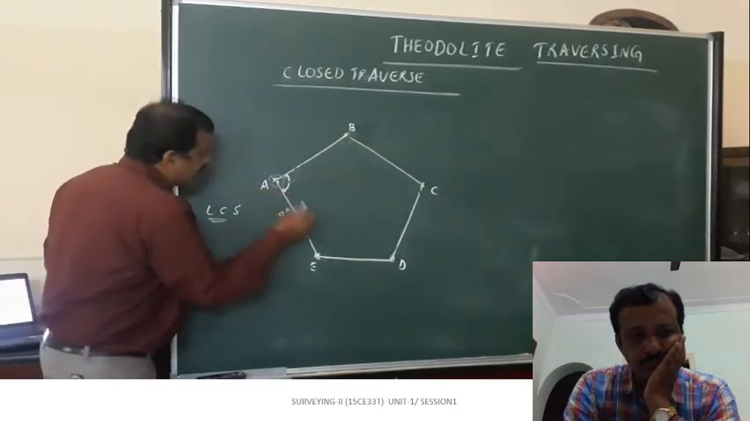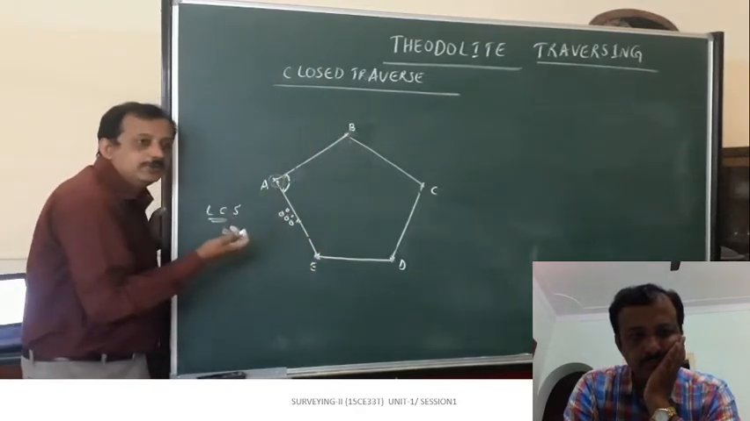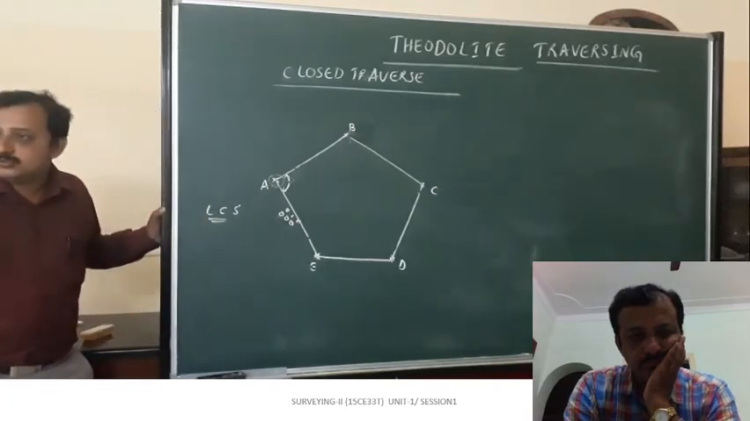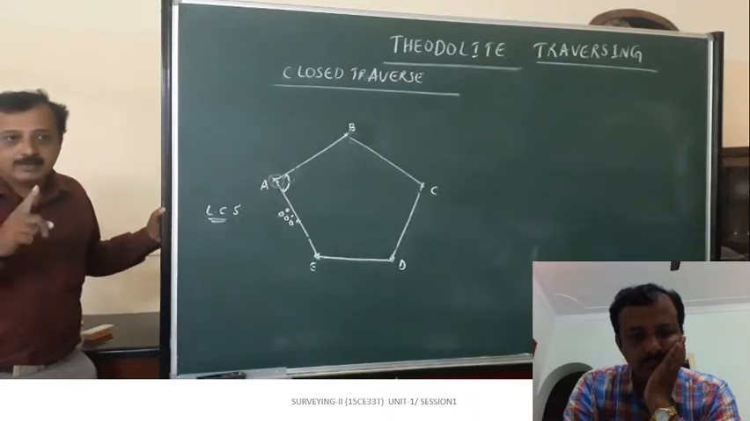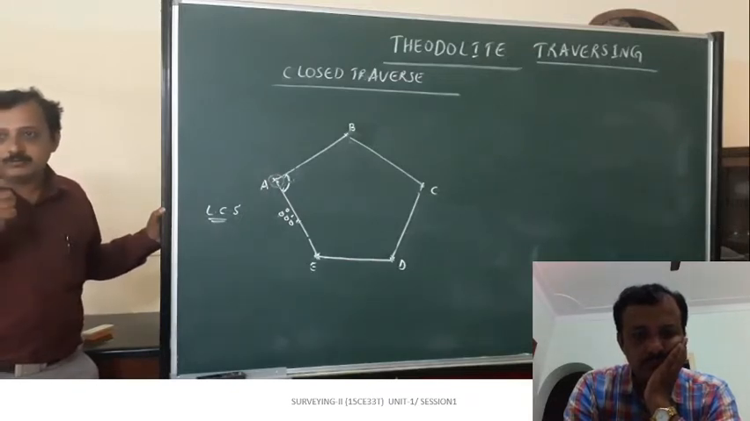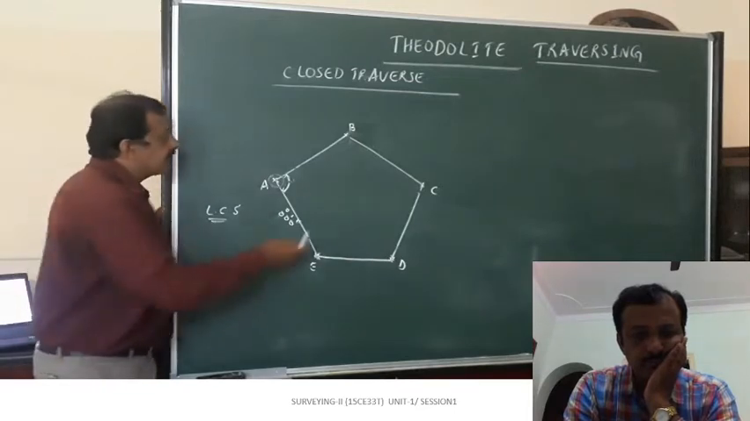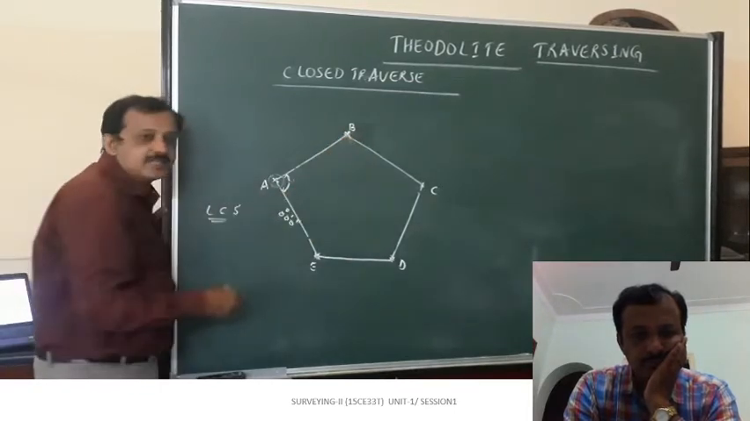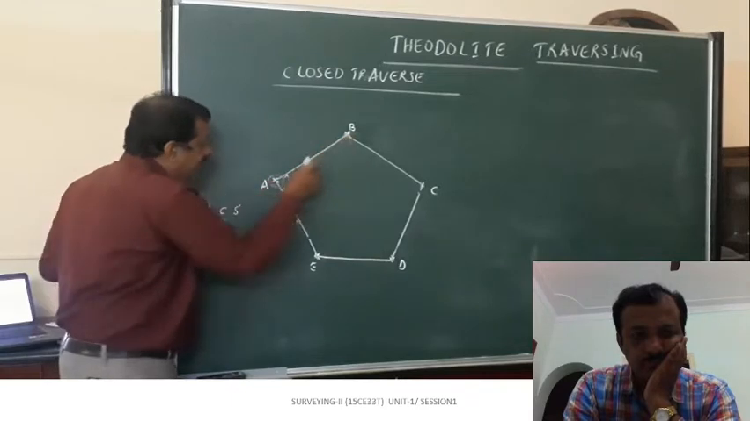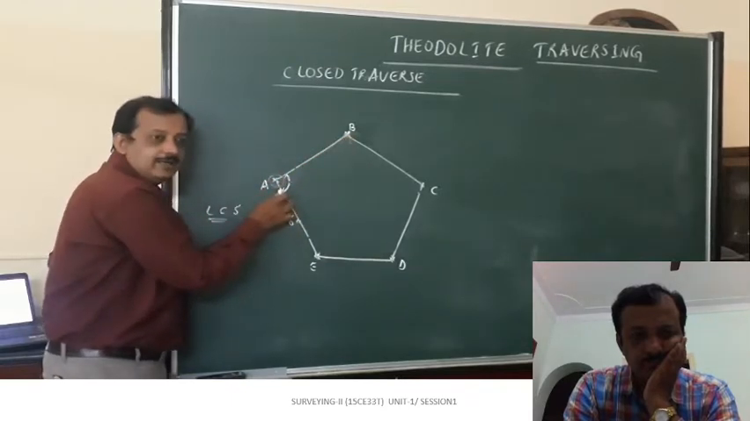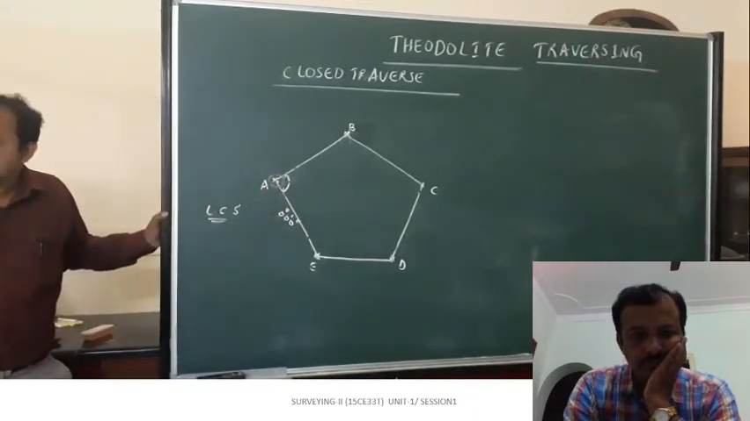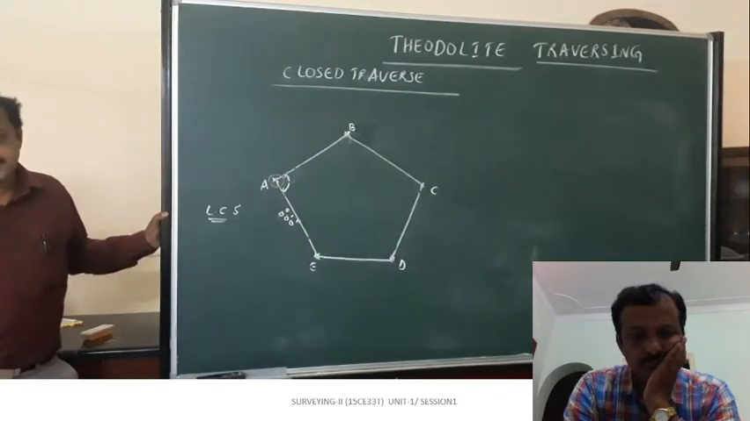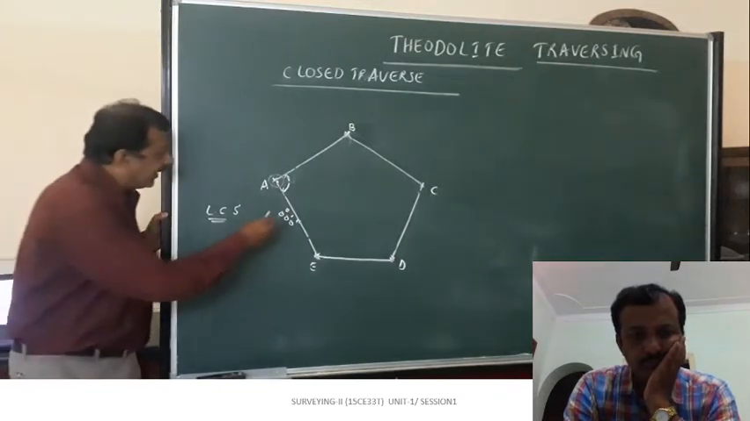Now I want to find out this angle EAB. What will I do? Loosen the upper clamp screw, tighten the lower clamp screw. Don't loosen both the screws. Then bisect station B. If you bisect station B, there will be a change in the angle. Note down the reading in vernier A and vernier B. Take the average of these two readings. That will be the angle A.